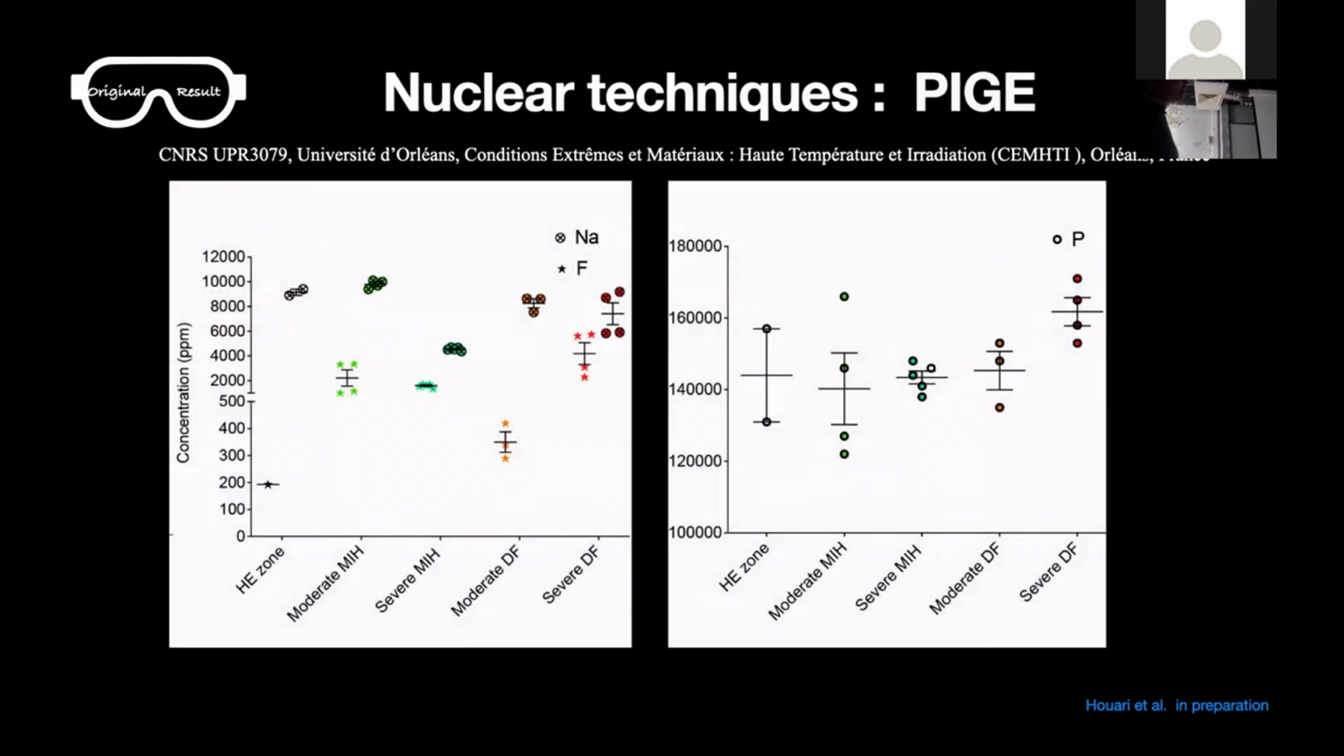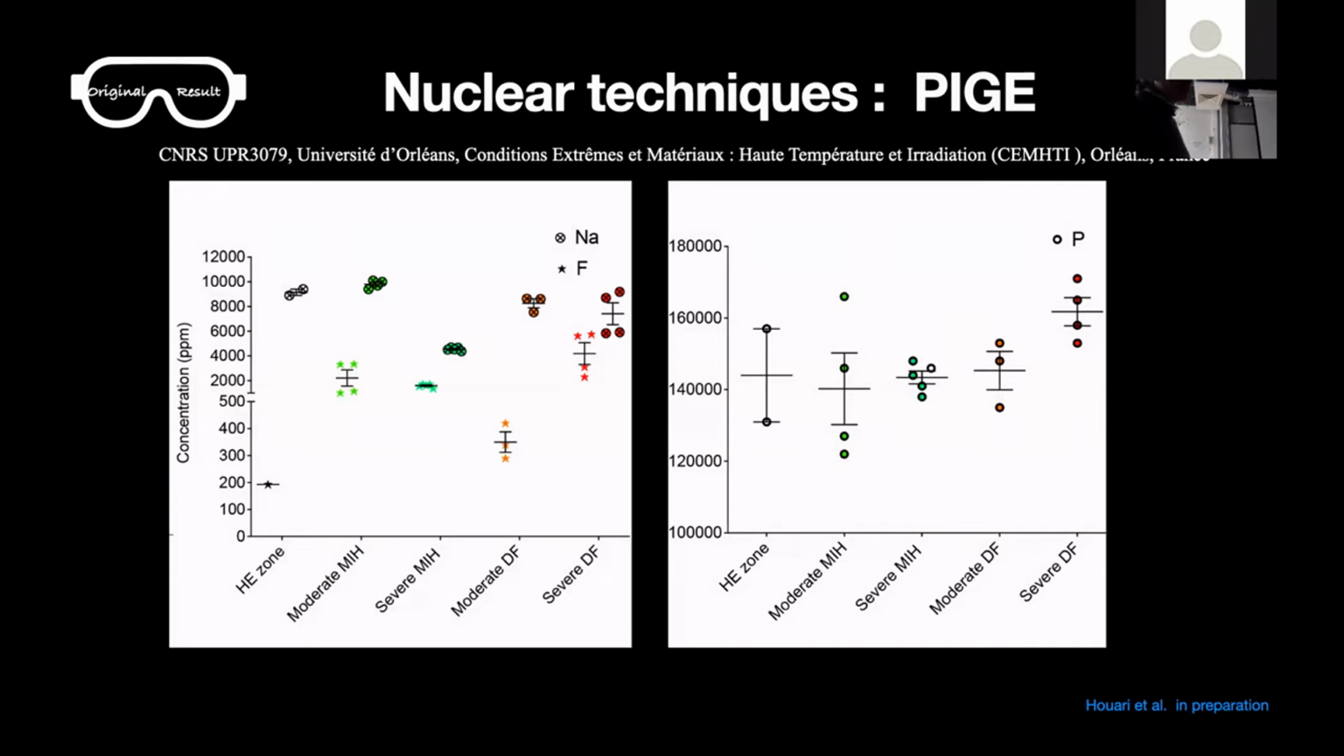The next nuclear technique that we performed in this cyclotron is called PIGE, which is based on gamma emission. It's also performed on the enamel surface of the lesion, comparing with healthy area.